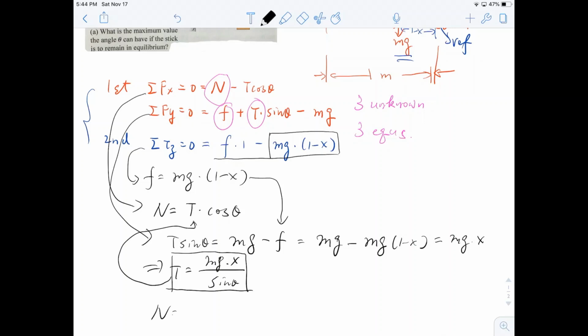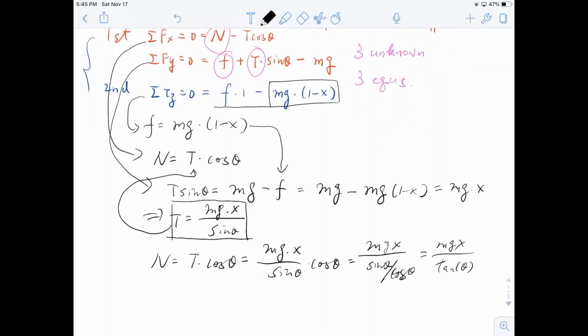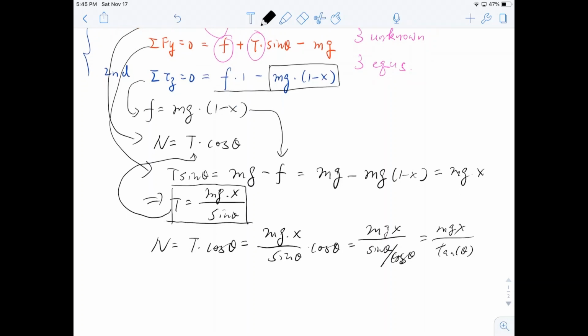The normal force will just be T times cosine theta, equal to mg times x divided by sine theta, times cosine theta. Then we move this down a little bit: mgx sine theta divided by cosine theta. We do a division on cosine theta from the top and bottom. That will be given as mgx times tangent theta. So now we know f, and we know N.